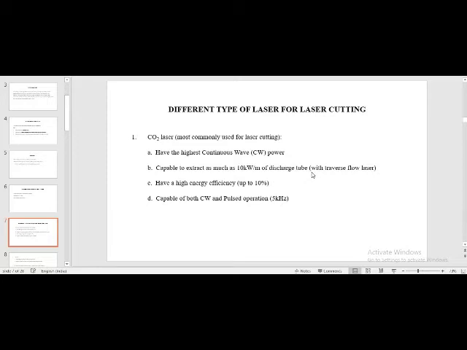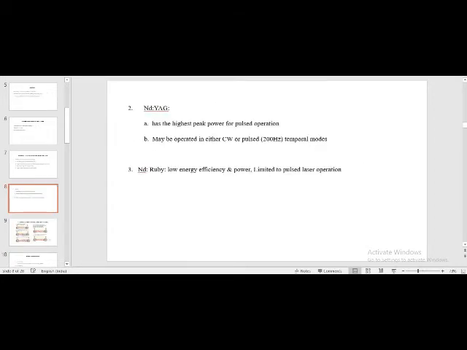The CO2 laser has the highest continuous wave power, capable of exerting as much as 10 kilowatts, with a discharge tube and transverse flow laser. It has a high energy efficiency of up to 10% and is capable of both continuous wave and pulse operation at 5 kilohertz. So the CO2 laser is very widely used and it is also a very economical laser cutting method.